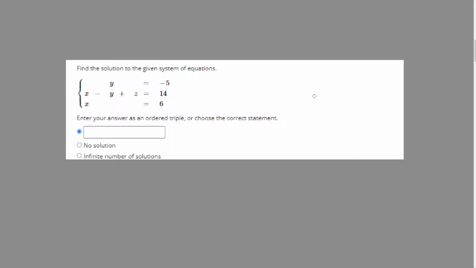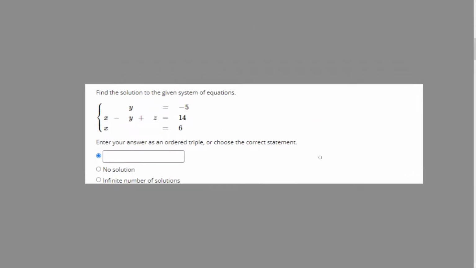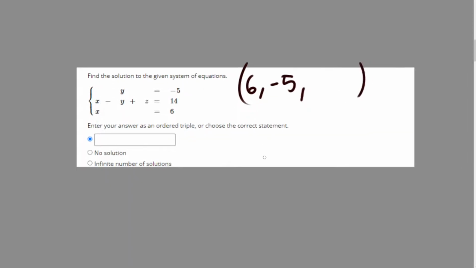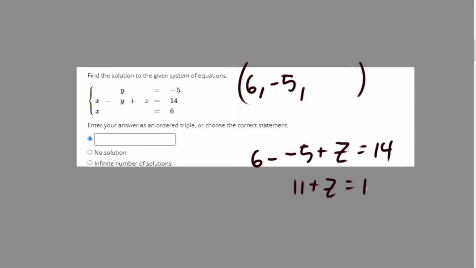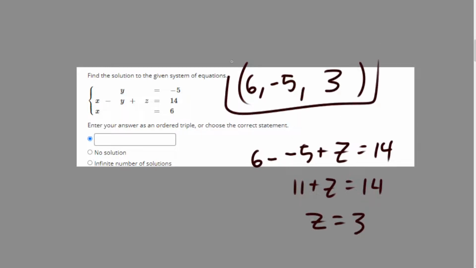And this one's a lot easier. We want to find the solution to the given system of equations, and it actually already gives us some of our answers. So we know that x is equal to 6 and y is equal to negative 5. Now all we need is z. So we can take our third equation, which has z in it. We'll do 6 minus negative 5 plus z equals 14. That gives us 6 plus 5, which is 11, plus z equals 14, minus 11 from both sides. Z will equal 3. And that would be our answer.